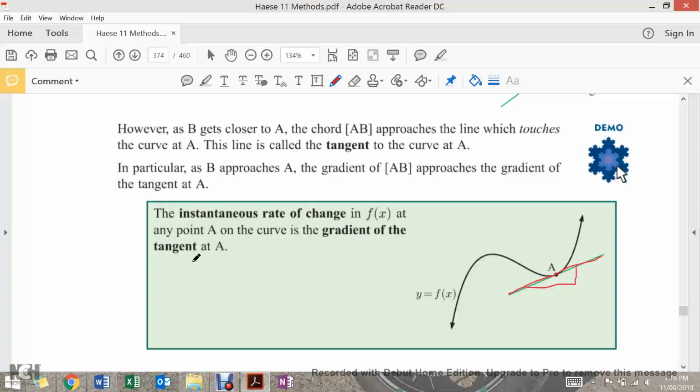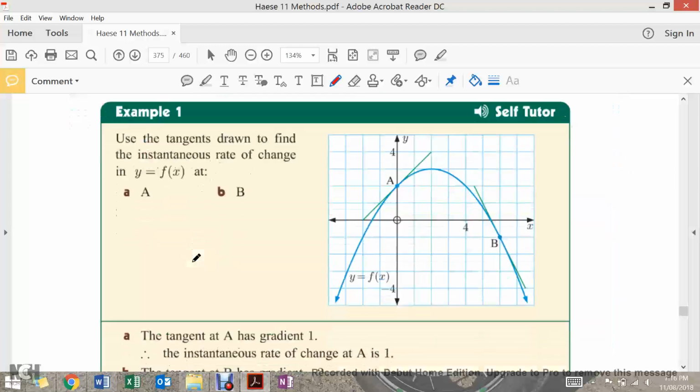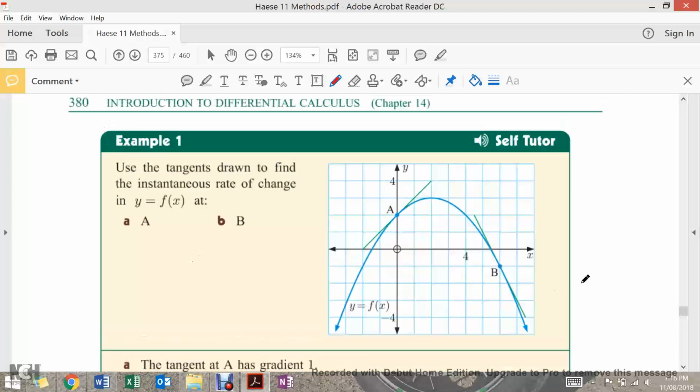Possibly best described with an example. So, draw this example down and write this example down. Get this picture and write the example down. We'll give it a crack together. And you're done. Fantastic. So we want to use tangents drawn to find the instantaneous rate of change in our function f of x at A and B.